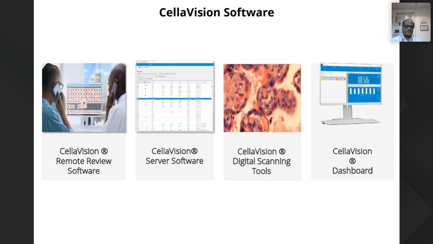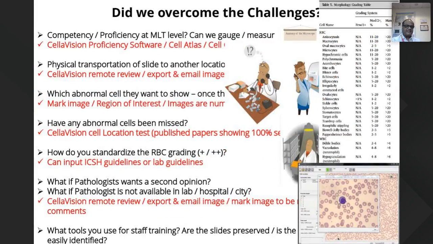Digital scanning tools are provided, and the dashboard is also there. In addition, you have a proficiency tool as well as an app for your smartphones called the CV Atlas, which is very useful for all of us. So let us see whether we overcome the challenges by implementing digital morphometry.